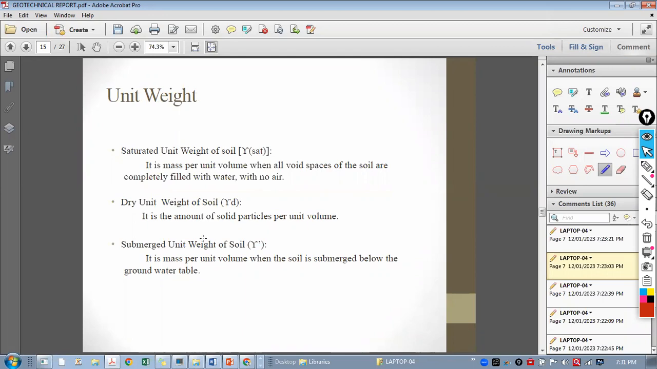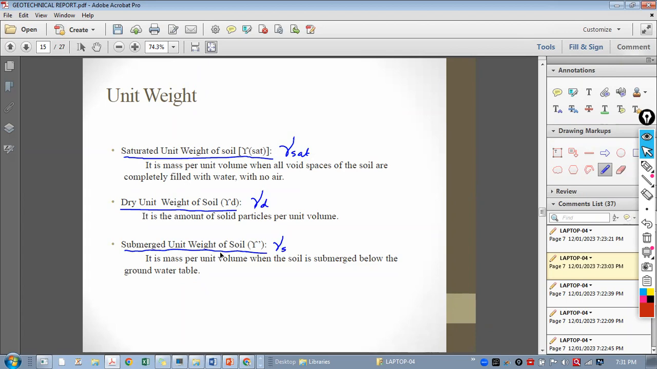Now, do you know saturated unit weight, dry unit weight, and submerged unit weight of soil? Anybody knows these terms? What is saturated unit weight? Gamma saturated. Then there is a dry unit weight, gamma D, and there is submerged unit weight, gamma S. Does anyone know?